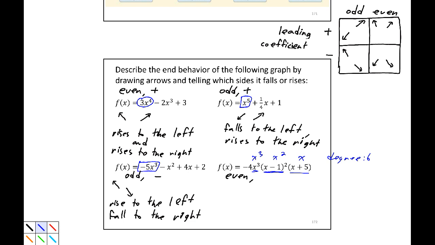Now for the leading coefficient, we want to notice that we have a -4. I have a -4. This is a +1 and a +1. And because that middle factor is squared, this would be -4 times 1 times 1, times 1 for that last. So that would be a leading coefficient of -4. So this is negative. Even degree, negative leading coefficient means that it falls to the left and to the right. Falls to the left, falls to the right.